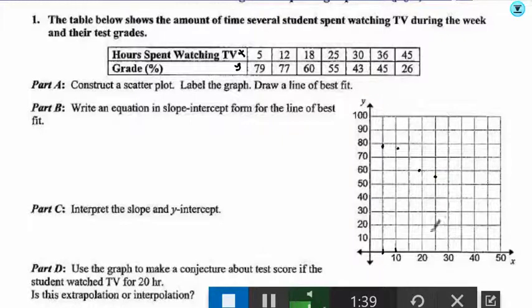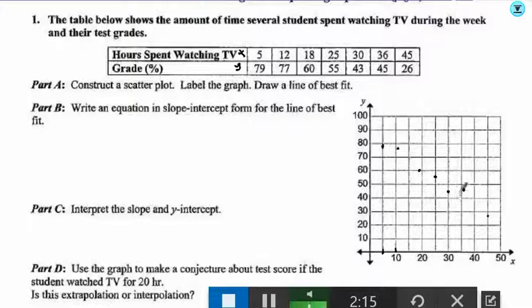I have 30, 43, 30, 43. I have 36, 45, so I'm going 36, then up to 45. And finally 45, 26, 45, 26. Okay, so there is my scatter plot.